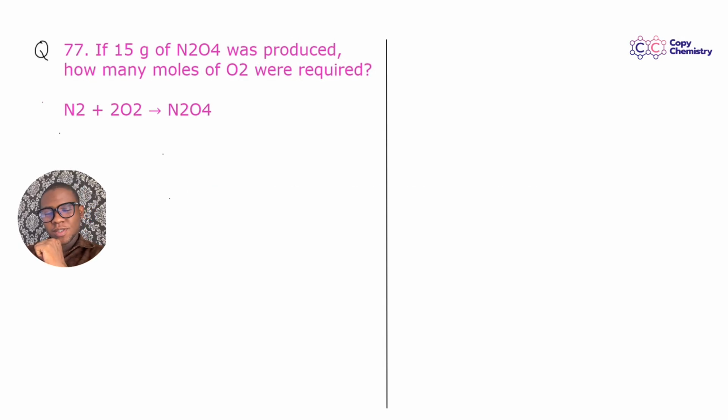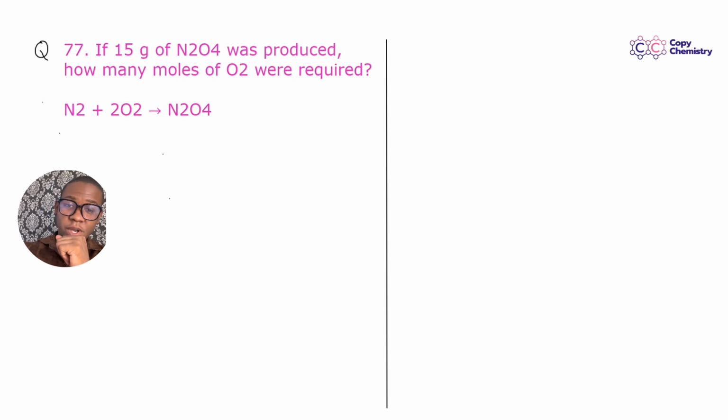Hi, so this is question 77 on stoichiometry. If 15 grams of N2O4 was produced, how many moles of O2 were required? And that is our equation there, right? So how do we do this? 15 grams of N2O4, let's probably get what that would be in moles.